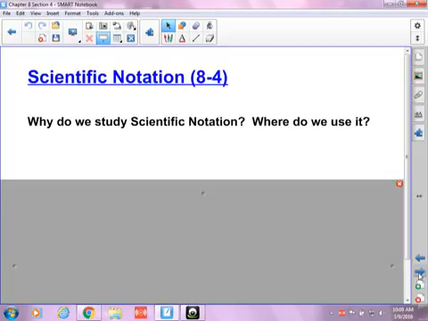Like, who cares? Okay, scientists do, and you do see it in science. But why would they have it as a state standard? Why do they feel it's important? Yes? So we don't have to write out huge numbers? Correct. So we don't have to write out huge numbers. We can shorten them up a little bit. That's correct. Okay, why else do you think they would think it's important that you know how to do that? Because you're all not going to be scientists someday, so who cares?